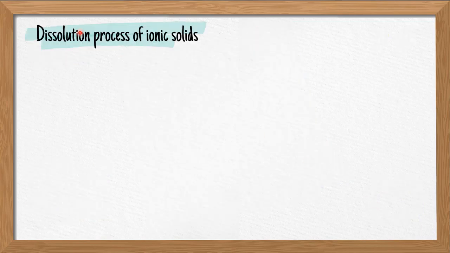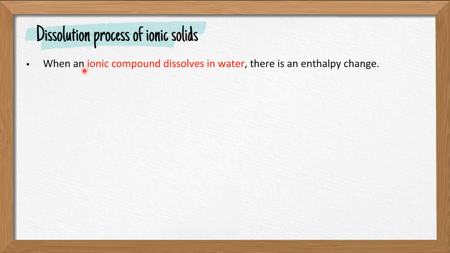In this video, we are going to talk about the dissolution process of ionic solids. Dissolution process means that we are making a solution from a solid ionic compound. When an ionic compound dissolves in water, there will be some enthalpy change, that means heat will be released or absorbed.